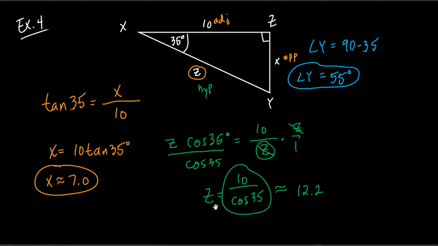We got one more to do. Example 5. What color haven't we used? Can you see this purple? Oh, can you see that? Yeah, that's pretty good. So this is example 5, and we'll be done with this one.